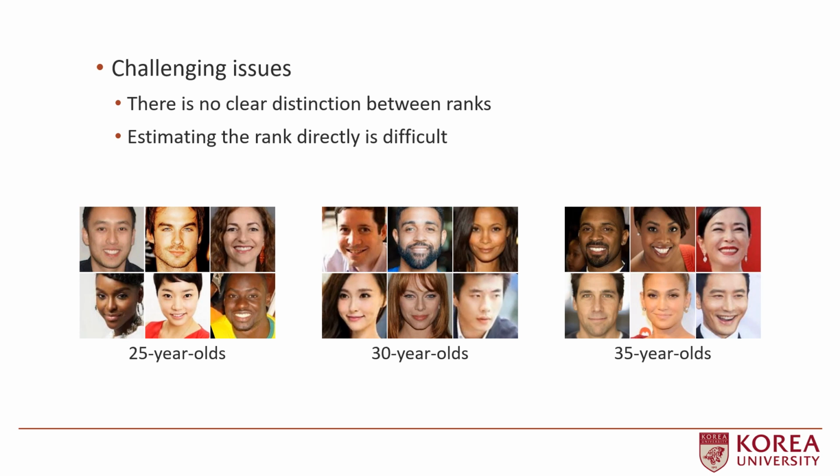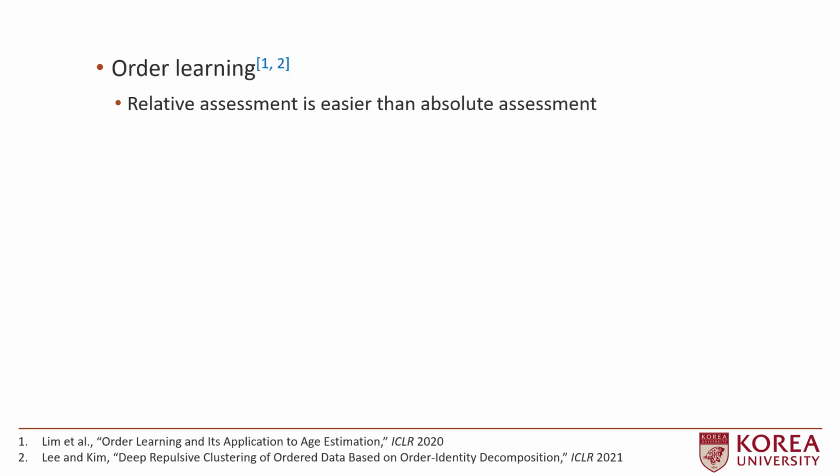However, direct rank estimation is difficult because there is no clear distinction between ranks. For example, in facial age estimation, there are no clear aging characteristics in each age class due to large individual aging process differences. To deal with this issue, order learning attempted to do the relative assessment. It is easier than absolute assessment.